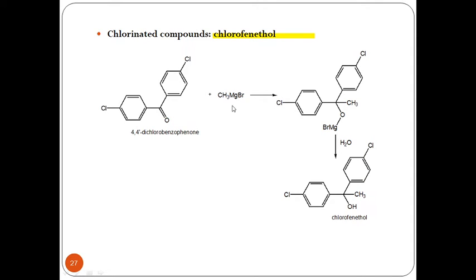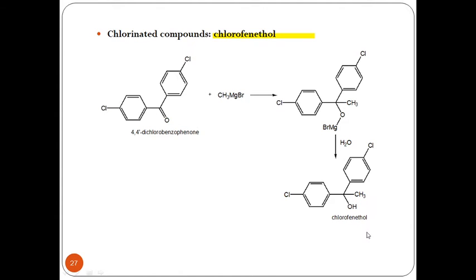So firstly, 4,4-dichlorobenzophenone will react with a Grignard reagent like CH3-MgBr. In the Grignard reagent, CH3 minus can be generated, a carbanion. Now this carbanion can attack the carbonyl carbon, giving me an intermediate. Now MgBr would attack the oxygen because Mg carries a positive charge, giving me an intermediate of the Grignard reagent. Once this intermediate is hydrolyzed, MgBr can be kicked out as MgBrOH and an H can be introduced.